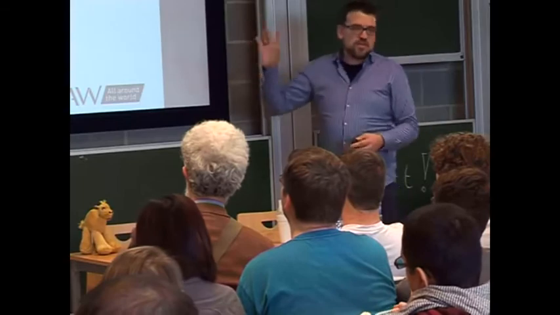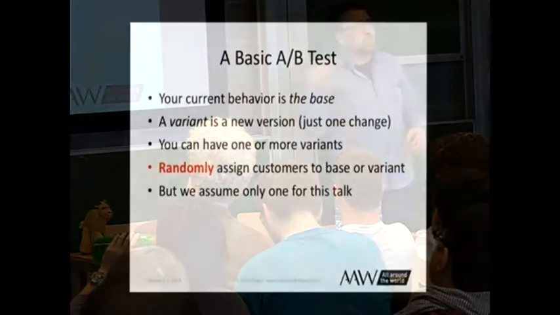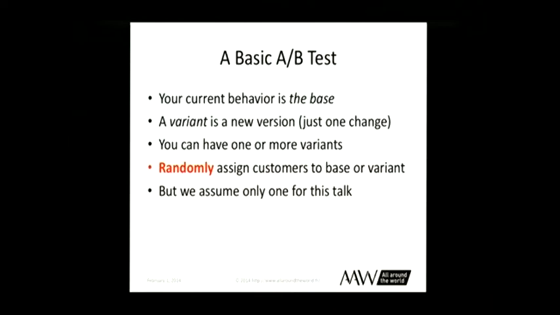So a basic A-B test works kind of like this. I'm going to skip a lot of the details because I want to move ahead to the further stuff. Basically, your current behavior is what we tend to call the base. And then you have some new behavior you're going to try out that we call a variant. You can have one or more variants in an experiment, but for the purposes of this, we're just going to have one variant. It'll make things a lot simpler as we move along here. And you randomly assign customers to either the base, your original behavior, or the variant, the new behavior.